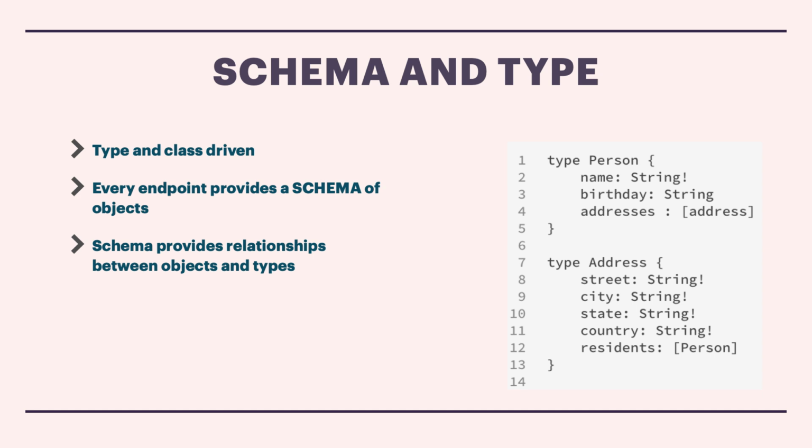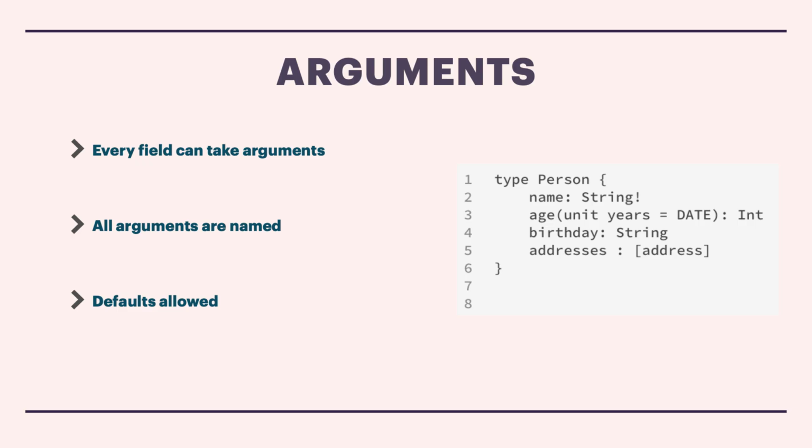Here on the right, though, we can see two types that I've created that we will be reusing in this discussion. The idea of a person and an address. Here you can see how they might link between each other. One unique feature of GraphQL, which isn't found in Python or JavaScript, is that every field is allowed to take arguments, and every field must be named if it takes an argument. Defaults, though, are allowed, and type hinting is available with provided schemas.